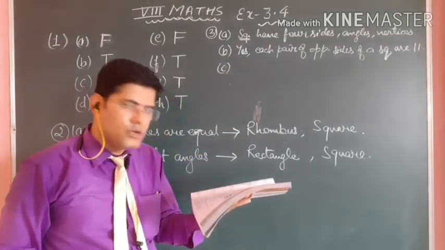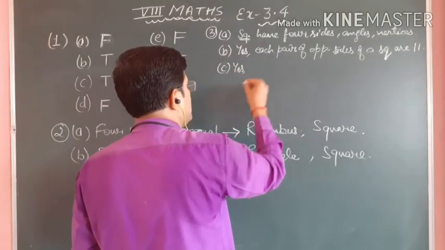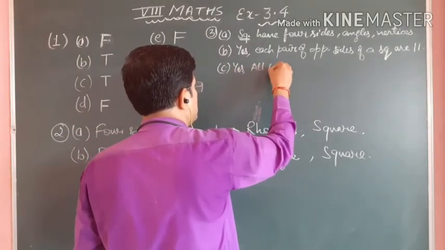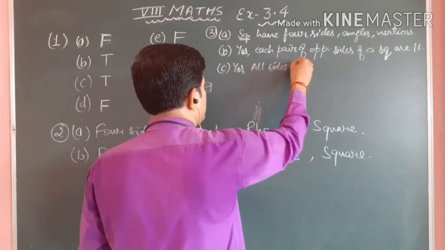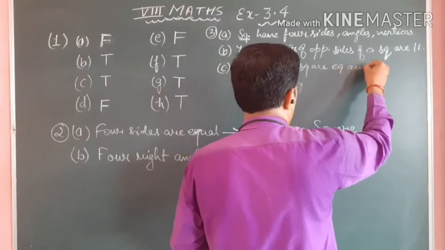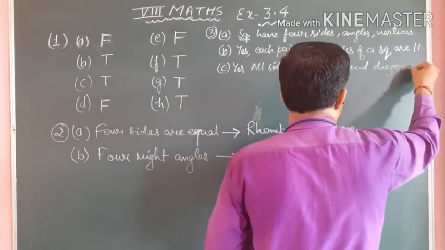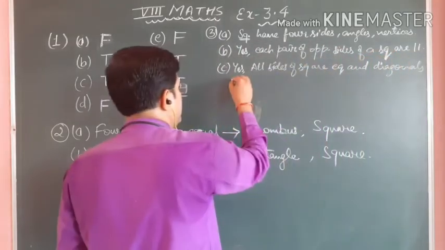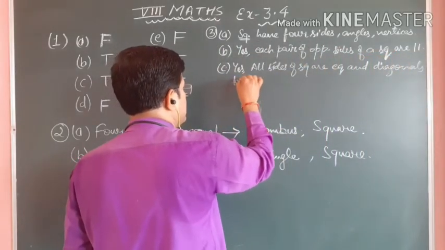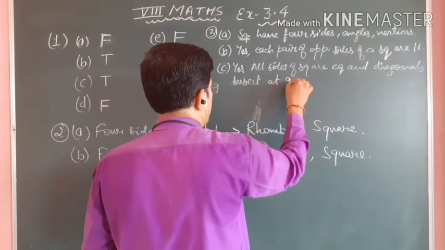Now, is a square a rhombus? Yes, a square is a rhombus, because all sides are equal. All sides of a square are equal and diagonals bisect at 90 degrees.